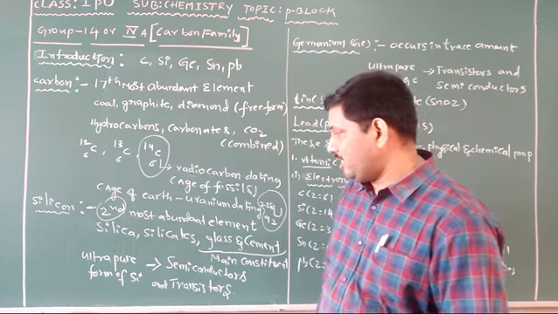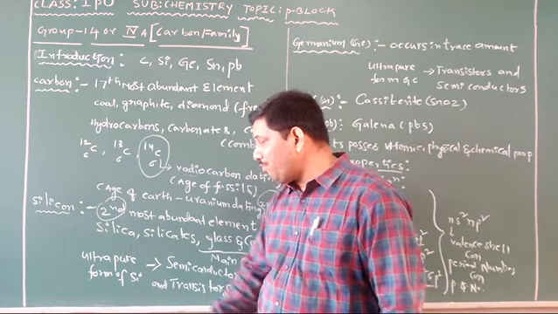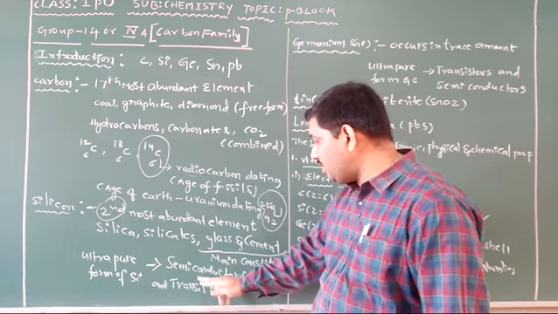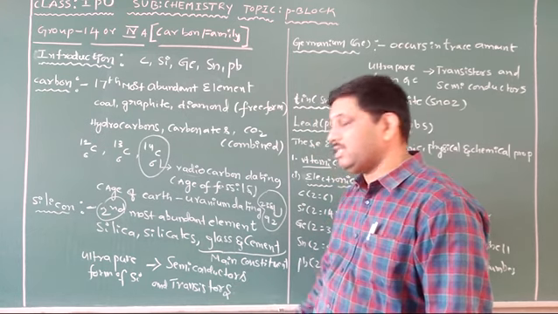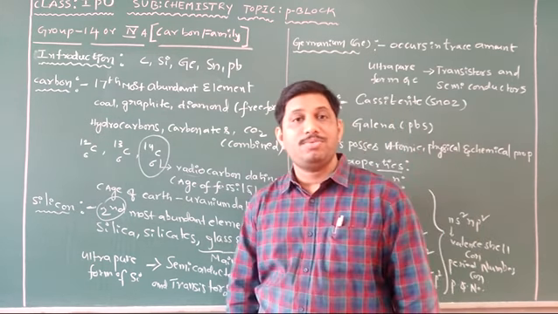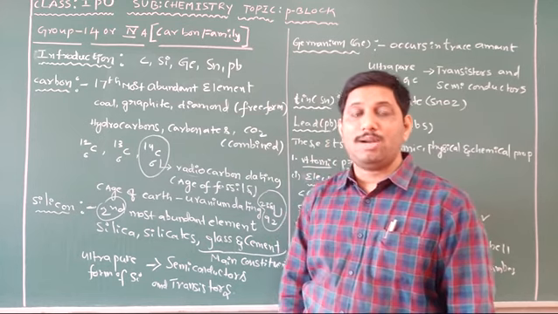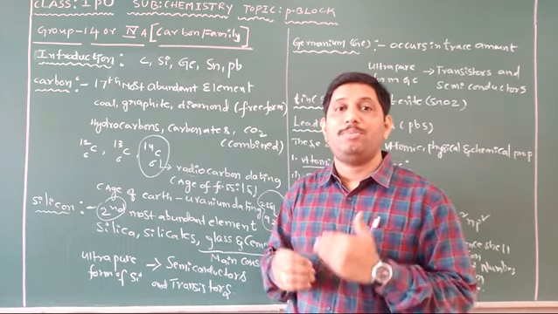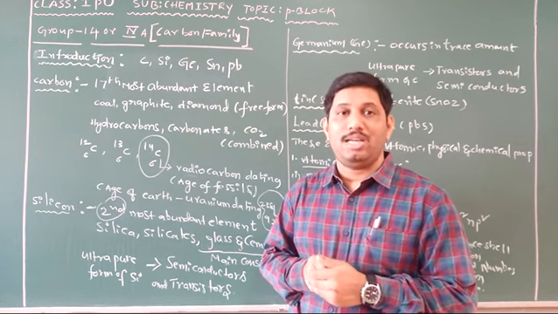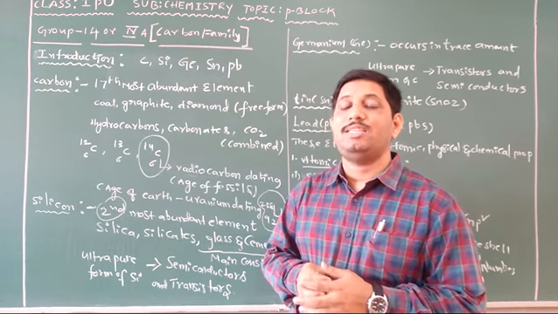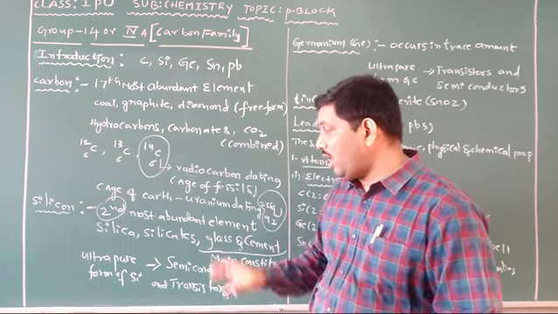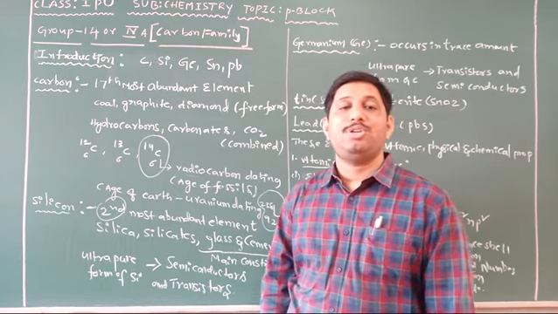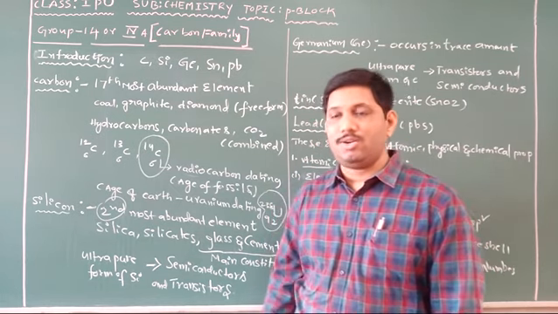Okay, students. Next one. The ultra pure form of silicon is used in semiconductors as well as transistors. We know that semiconductors are made from group 14 elements only, mainly silicon and germanium. The ultra pure form of silicon is used in manufacturing semiconductors and transistors.